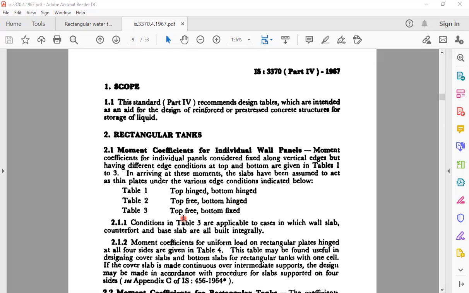All these 3 conditions are with respect to the walls being fixed, that is, the vertical edges are fixed to each other. That is one common condition here, and along with this, these are the 3 conditions with the 3 tables. The conditions in table 3 are applicable to the cases in which wall slab, counterfort and base slabs are built integrally, meaning the bottom slab is fixed, the walls and the slab being constructed monolithically.